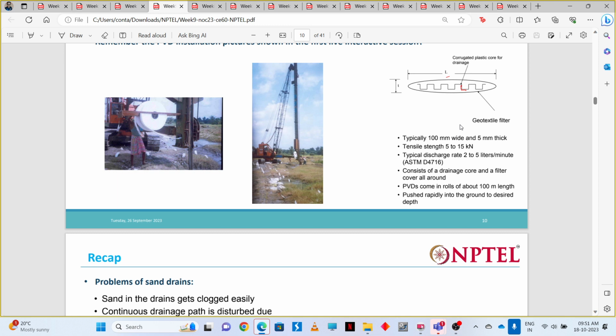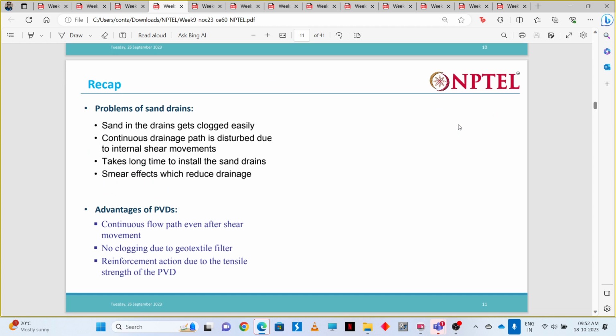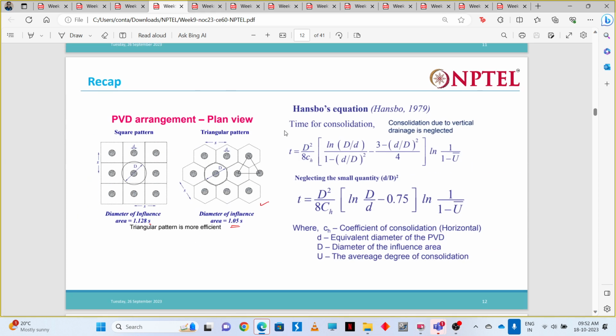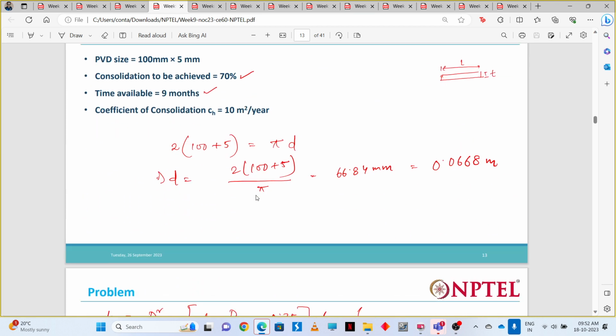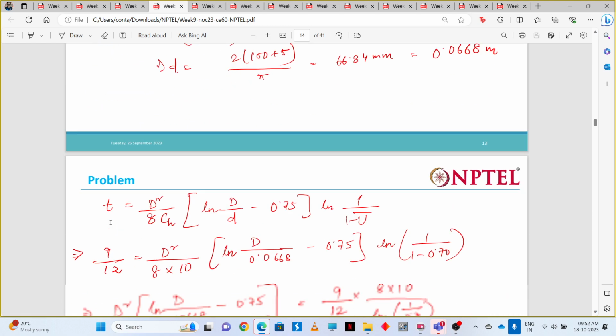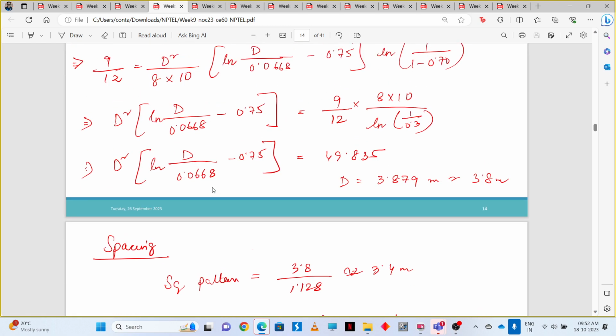After we consolidate the soil, we can construct whatever we want to construct over that soil. There are some advantages and disadvantages of both sand drains and PVDs. Those were discussed. These are the arrangements of PVDs that we follow: square arrangement or triangular arrangement. All these things we discussed. Then we solved some problems also.